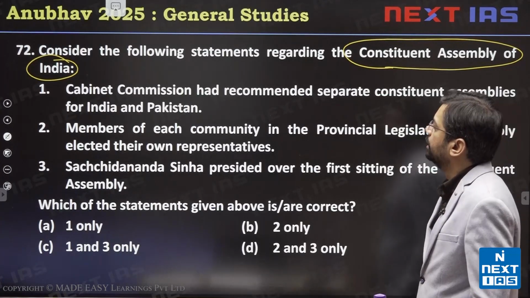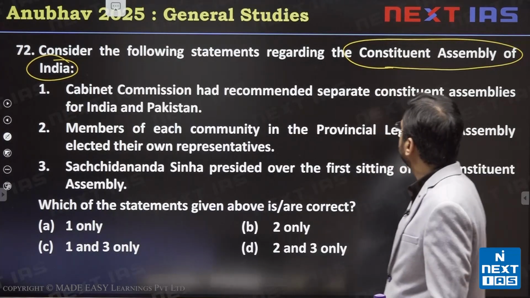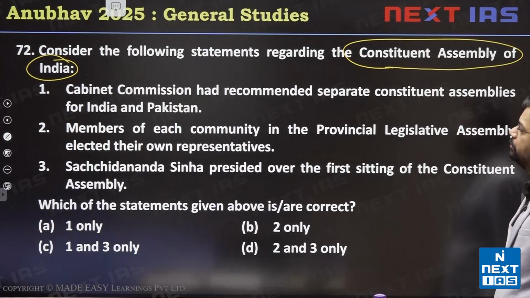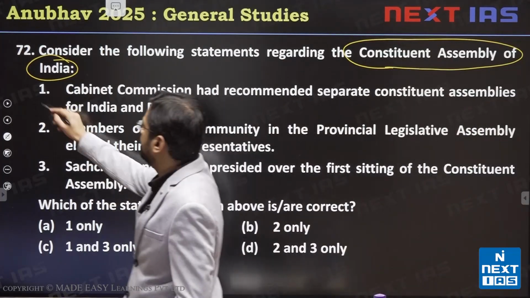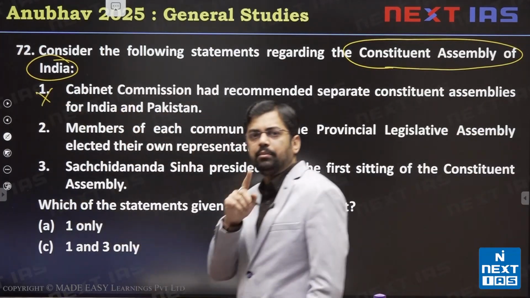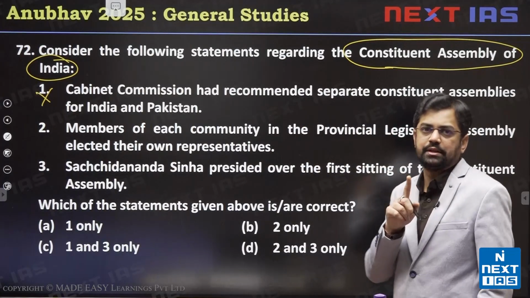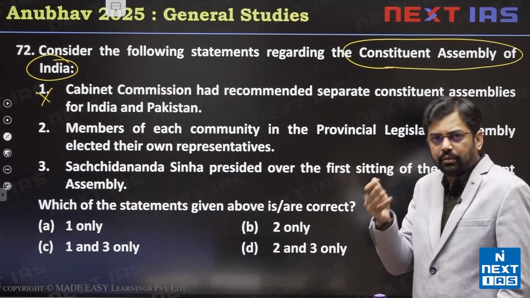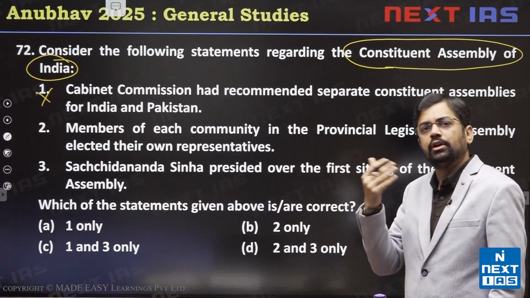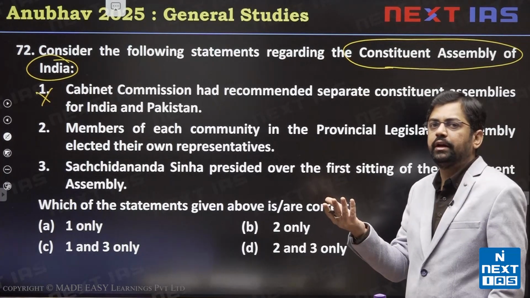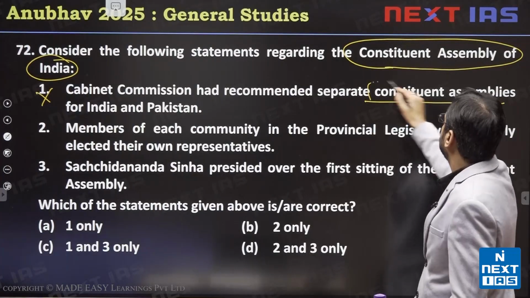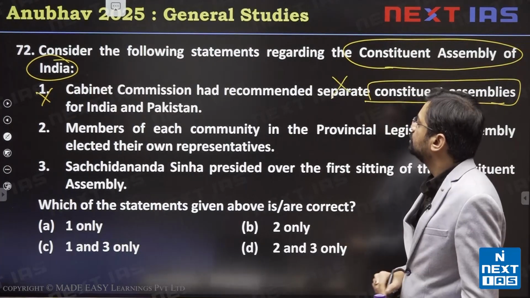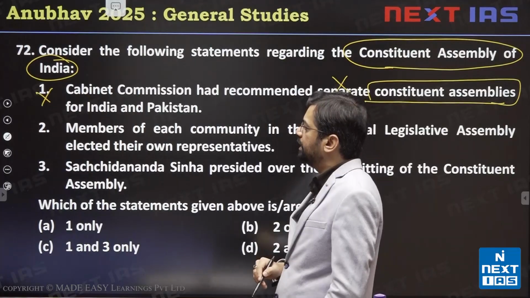So, first statement: the Cabinet Mission had recommended separate Constituent Assemblies for India and Pakistan. This statement is incorrect, because it has recommended only one single constituent assembly. At that time the division had not happened, so definitely it is going to be a unified India, right. So, it recommended only one constituent assembly, not a separate one. So, that is why the first statement is incorrect.